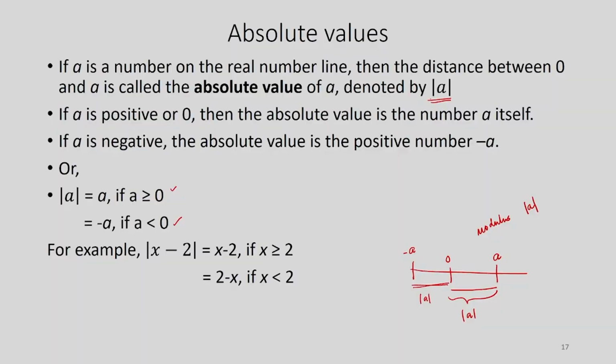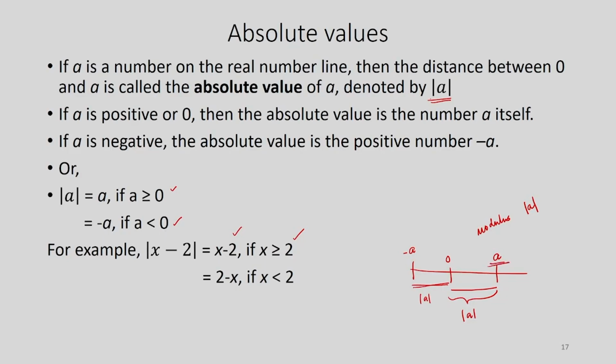So, it is nothing but the same thing, it is the distance between 0 and x minus 2. But again x minus 2 could be positive or x minus 2 could be negative. So, x minus 2 is positive or equal to 0 also, that is also included. So, if x minus 2 is positive or 0, then we just write modulus of x minus 2 is equal to x minus 2, right. This is the first case.